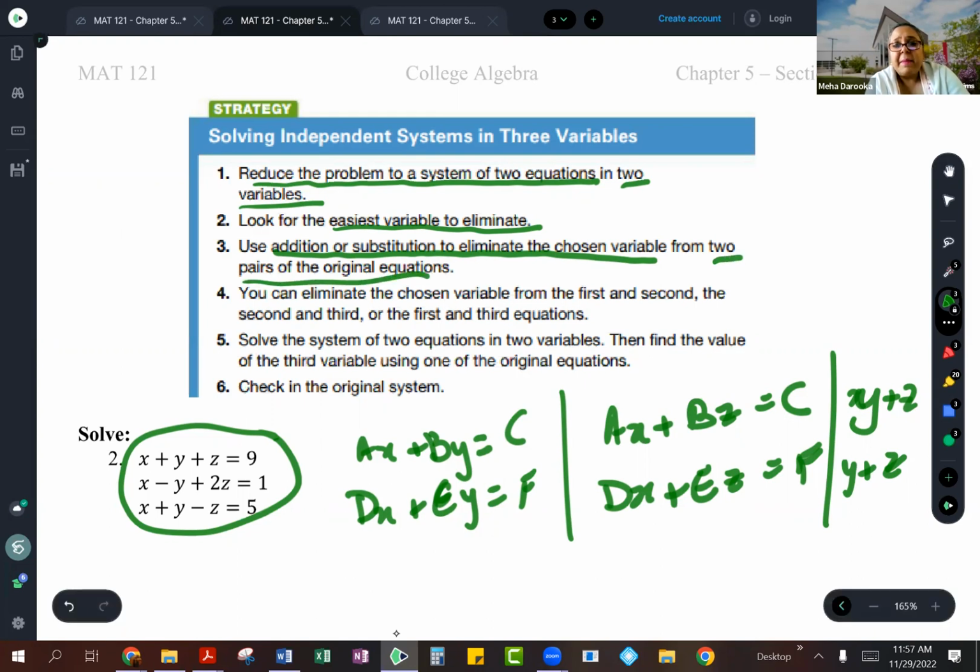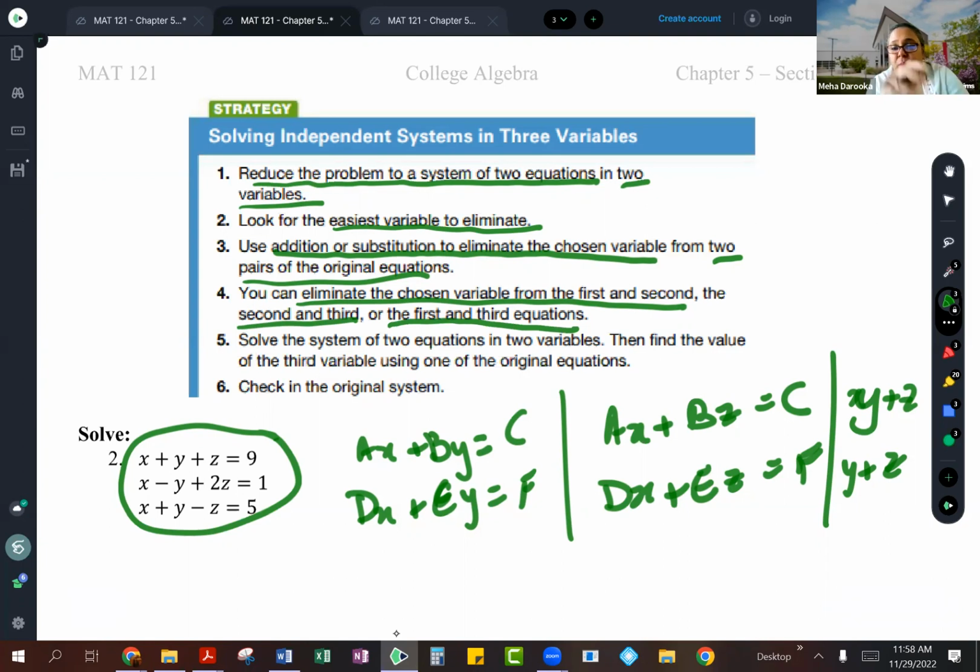Okay. And then, of course, you can choose to eliminate the first and the second, or you can choose to eliminate the second and the third, or you can choose to eliminate the first and the third equation. So you can do whatever combination you think will be easier to work with, and which will help us get to our answer in a more straightforward way.